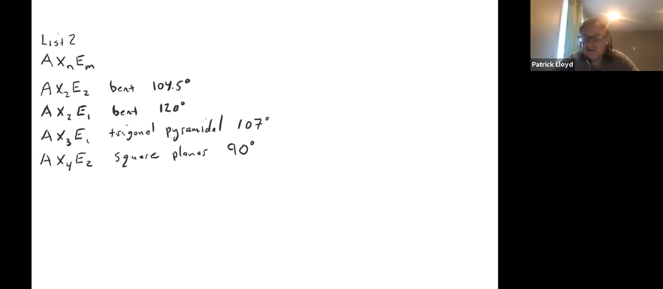Okay. There's a few others. There's one called a seesaw. There's another one called T-shaped. And there are even some other shapes that have the same name, but they have different arrangements. But these are the four most important ones for the ones that have lone pairs on the central atom. So let me show you the first three of them. We'll come back to this one.